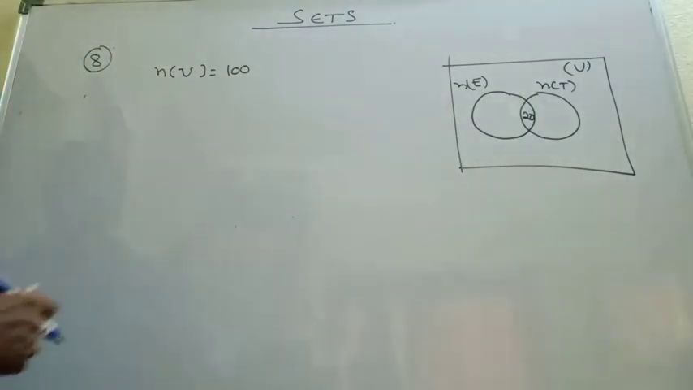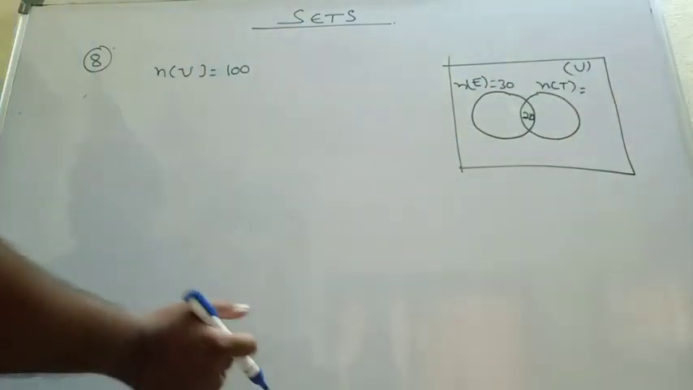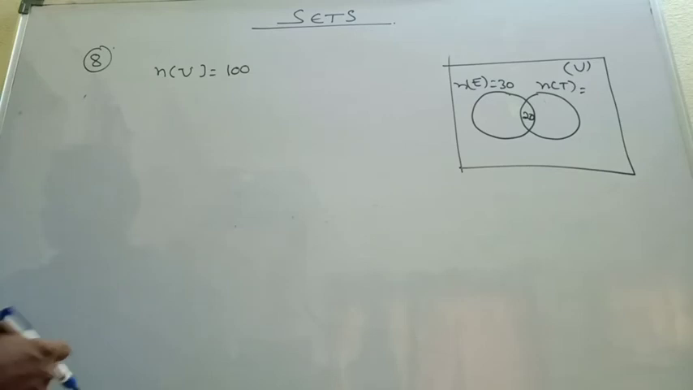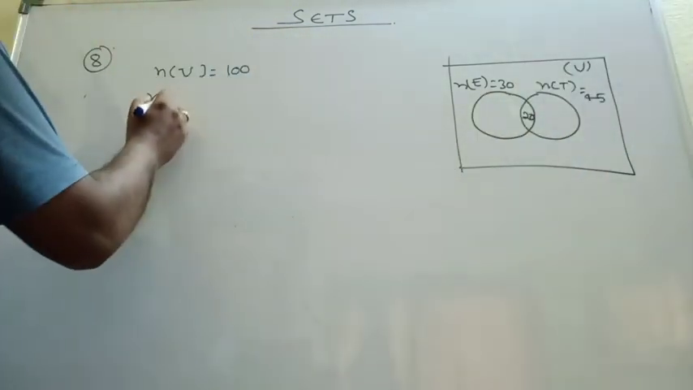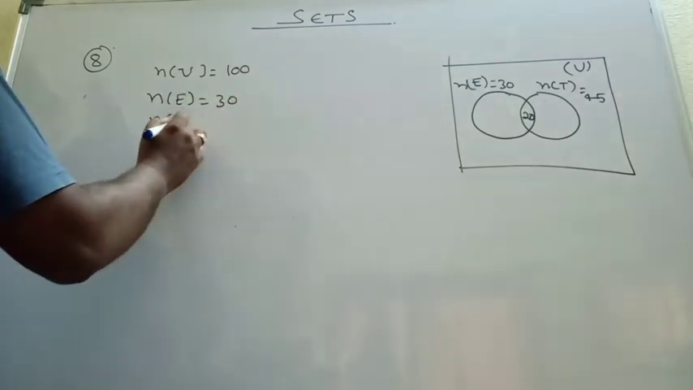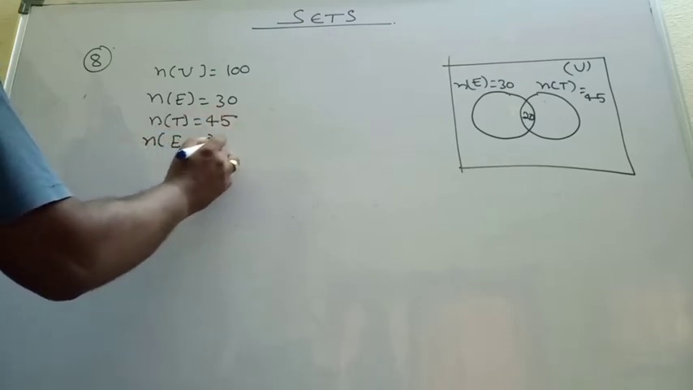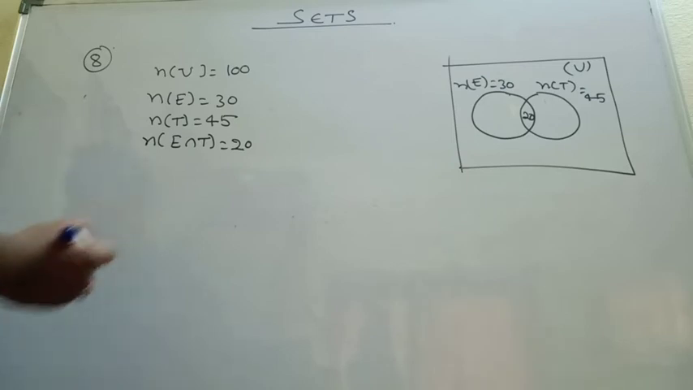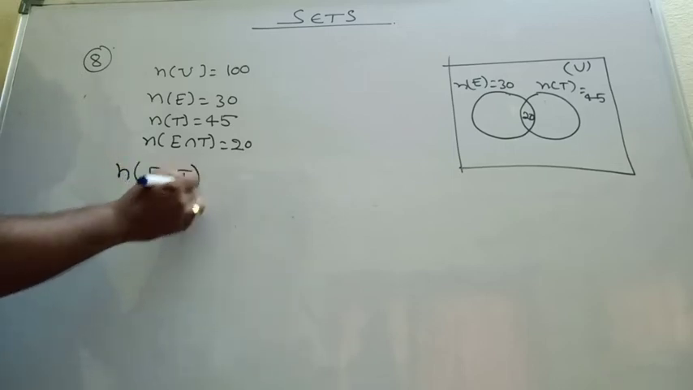30 speak English. Okay, N of E equal to 30, and N of T. How many of them will speak Telugu? 45 speak Telugu like this. Wonderful. That means, my dear students, here they given N of E equal to 30, N of T equal to 45. Next, N of E intersection T, they have given it as 20. Wonderful. Now, how many do not speak either English or Telugu? Okay, that means we need N of E union T whole complement.